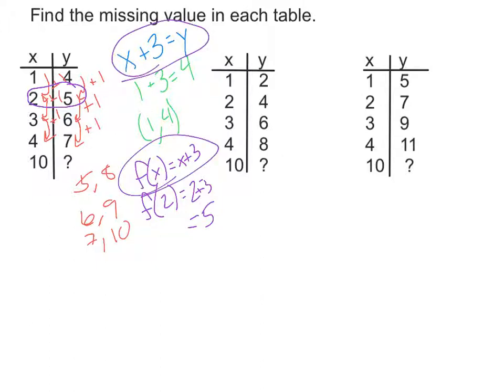So what do I get when I do f of 10? When I put 10 in, we're just going to do 10 plus 3, so the question mark should be 13. And that's the first one. Okay, so let's look at the next one.